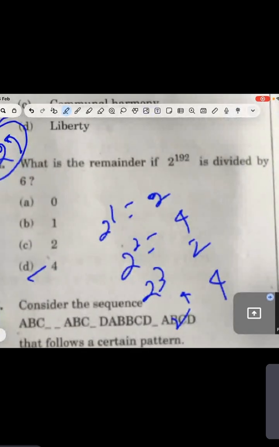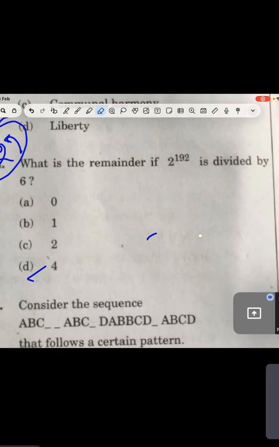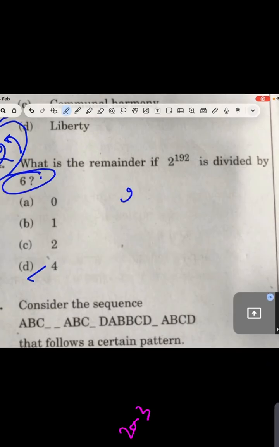Read this question. What is the remainder if 2 to the power 192 is divided by 6? See, guys, remainder is the favorite topic of UPSC. UPSC loves this remainder actually. See, guys, we have to find out the pattern here. 2 to the power 192, right? So, guys, this is a very big number, yeah.